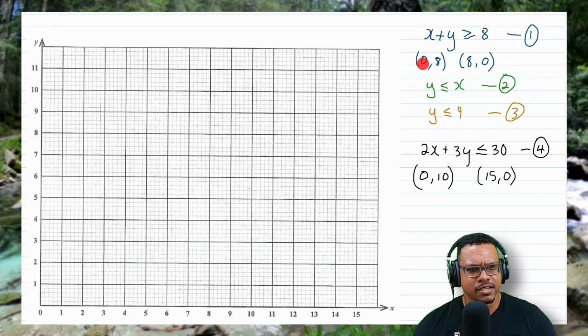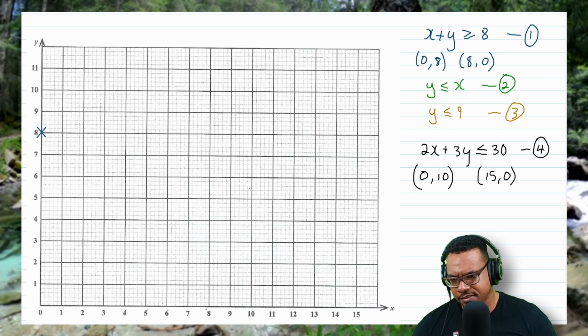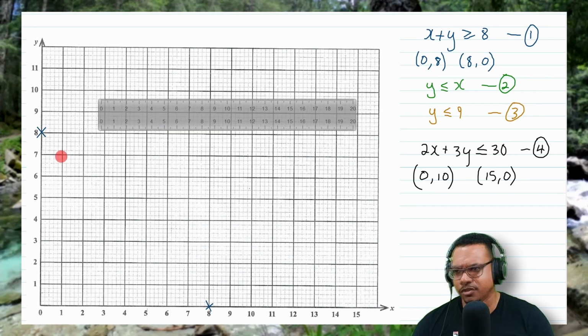All right, so let's plot this point here first. 0 on the x-axis and 8 on the y-axis. That's here. And then we have 8 and 0. So that's 8 on the x and 0 on the y. That's down here. So now I'll take my ruler and draw a line to connect these 2 points.